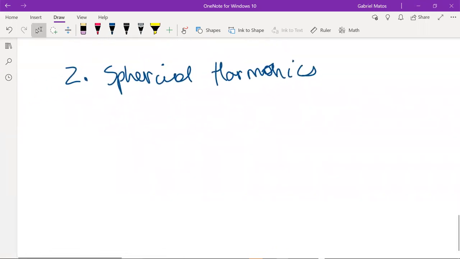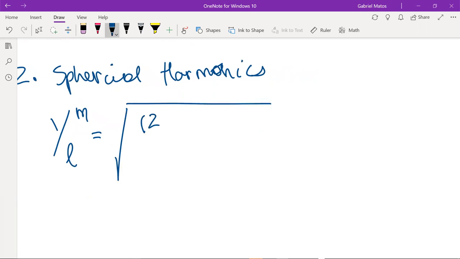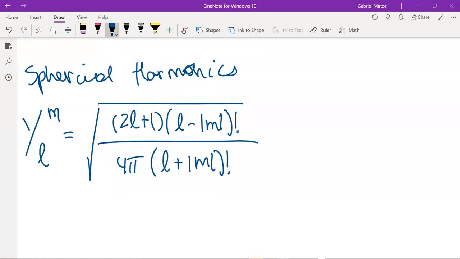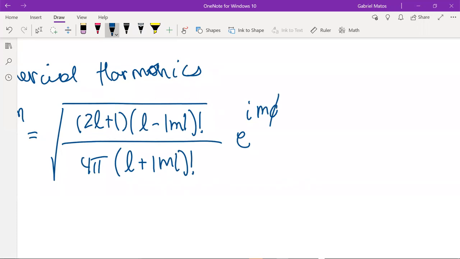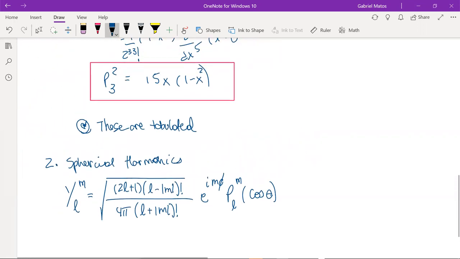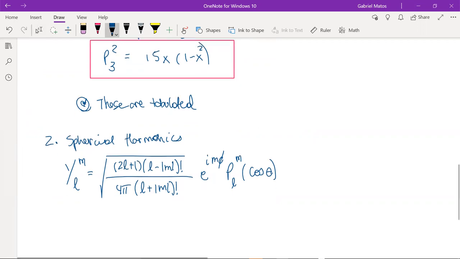But anyways, these are given by this relation. So you have Y_L^M, and they're given by the square root of (2L plus 1)(L minus M) factorial over 4 pi (L plus M) factorial, times e to the i M phi, just a phasor. And now this is the associated Legendre polynomial that we calculated above. But instead of plugging in x as your argument, you plug in cosine of theta. So that's kind of the catch. So let's say the P3/2 of cosine of theta would be 15 cosine of theta times (1 minus cosine of theta squared). So you just plug in cosine of theta in the place of x.